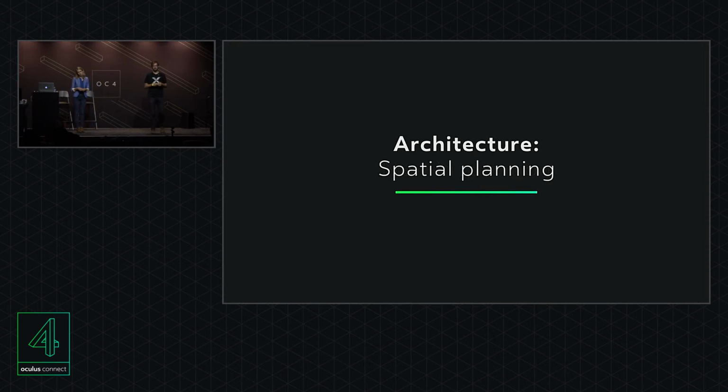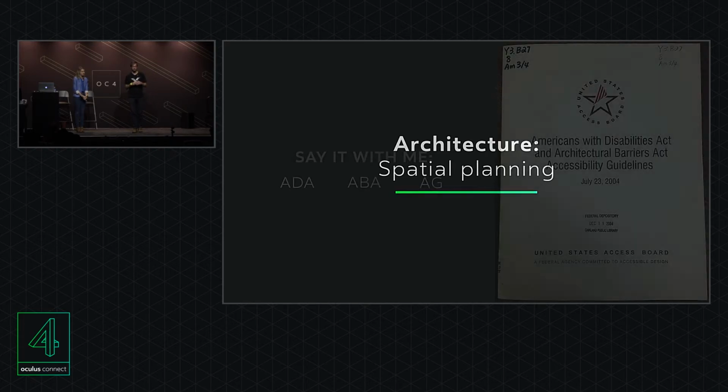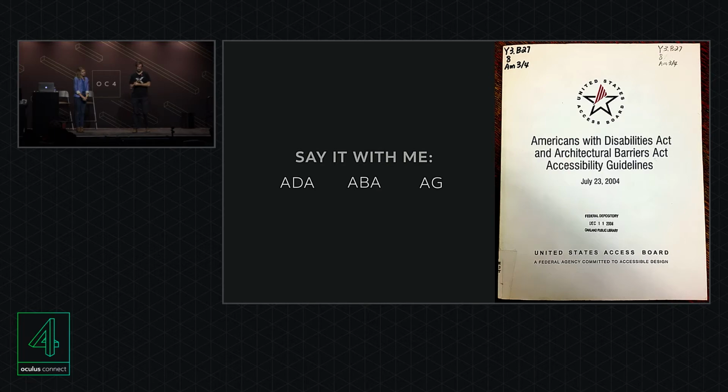So shortly after Trials on Tatooine, I went home and I thought about, who else has thought of these problems? Architecture quickly came to mind. So I want to talk about how architecture as a field approaches spatial planning, specifically with respect to accessibility. So there's this resource, probably at your local library reference section, called the Americans with Disabilities Act and Architectural Barriers Act Accessibility Guidelines, or ADA-ABA-AG, as I like to say.